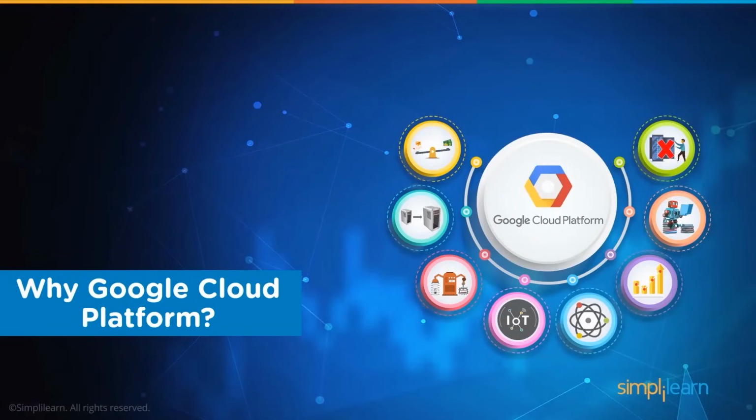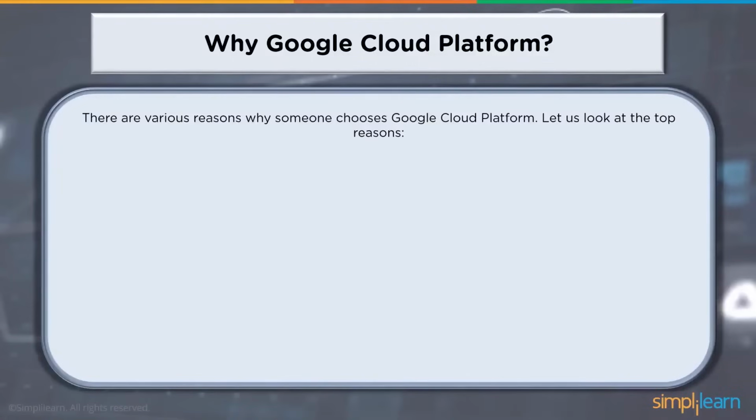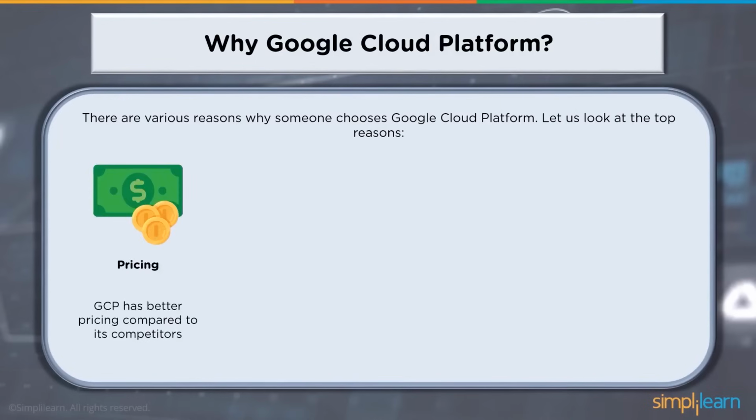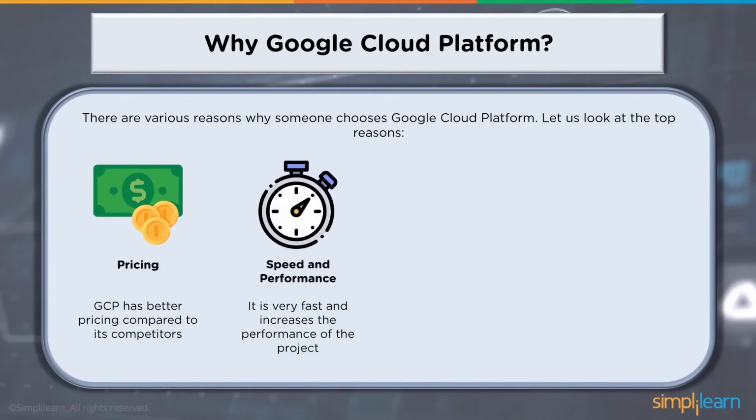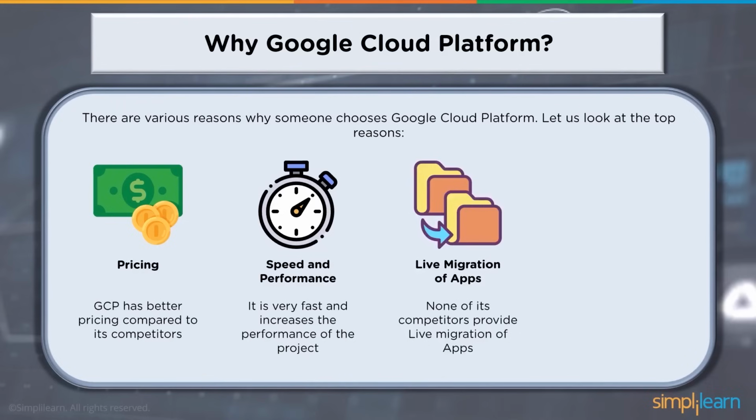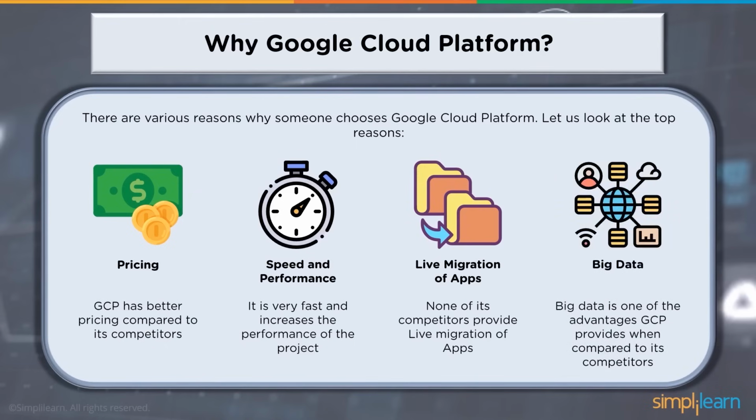When we talk about why Google Cloud Platform, there are various reasons why someone would choose it. GCP has better pricing compared to its competitors. When it comes to speed and performance, it is very fast and increases the performance of the project. Live migration of apps, and there are a huge number of solutions which I will show you in further screens, which help an organization to adapt to a cloud platform, integrate with it, or even completely migrate into it. None of Google's competitors provide live migration of apps. When we talk about big data, AI, and machine learning kind of solutions, GCP provides a lot of innovative solutions in comparison to other cloud providers such as AWS, Azure, and so on.